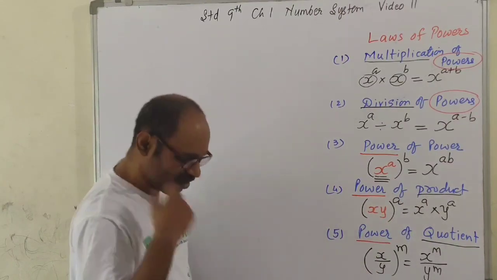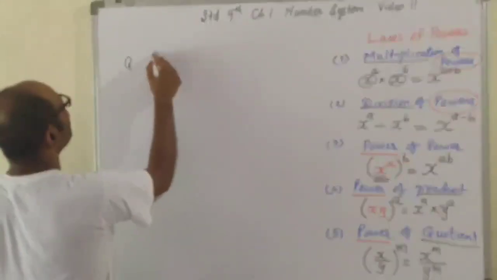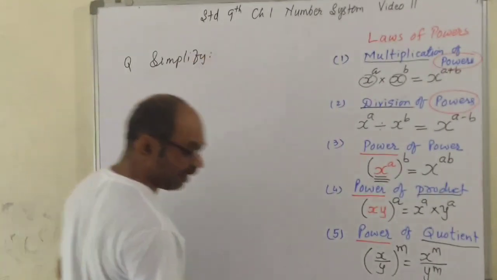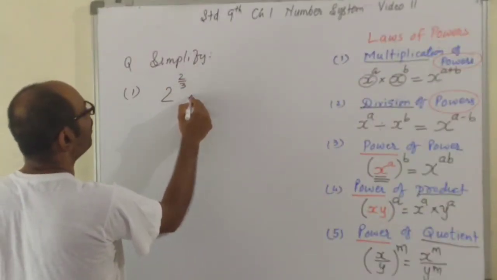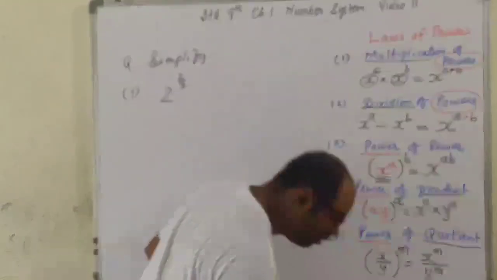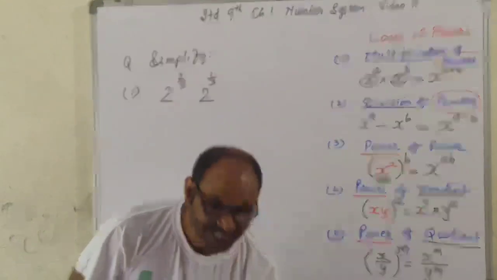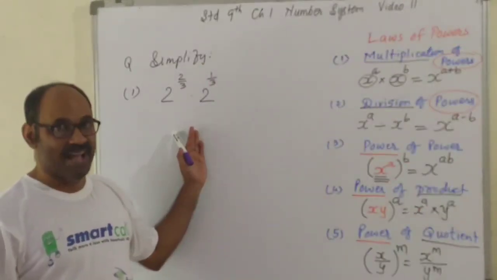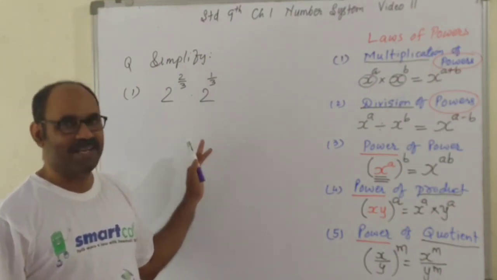Let us use these laws now. The question is simplify. First, 2 raised to 2/3 into 2 raised to 1/3. Now, very interesting, children. If you have not done well in the lower classes, please pay attention. You will get it. It's very easy.